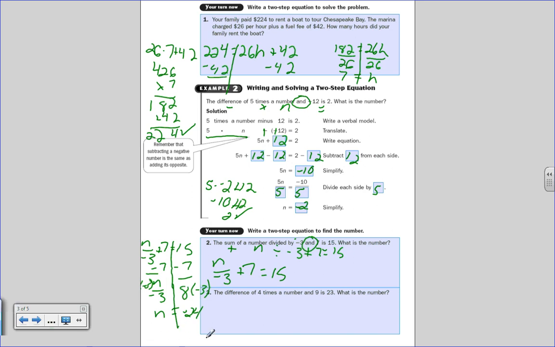And then I've got to check that. I'm kind of out of room here, so I'll go up here. -24 divided by -3 plus 7. 2 negatives when I divide give me a positive. 8 plus 7 is 15. Life is good. Okay. So do number 3 here. Again, go through this, write down what each of the words means, and then write it as an equation.